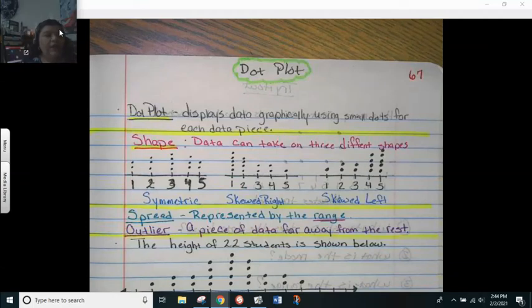Good morning. This is the second part. Okay, so you should have seen the bar graphs. Now we're going to the dot plots.